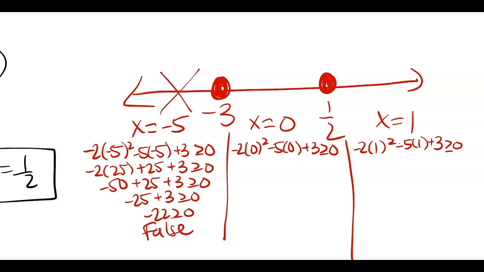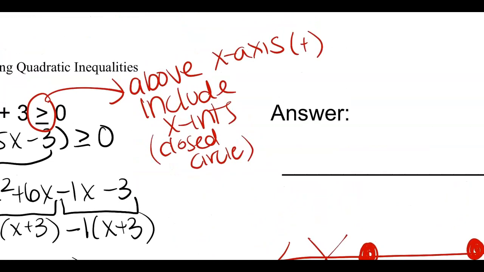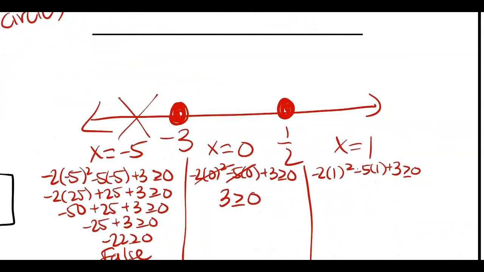In the middle, I have 0 squared, which is just going to be multiplied by 2. That's just going to be 0. 5 times 0 is just 0. So I have 3 is greater than or equal to 0. Let me look back at the top. What was I looking for again? We're looking for all of the values that are above the x-axis. So if you're looking for values that are above the x-axis, this will work. This is true.